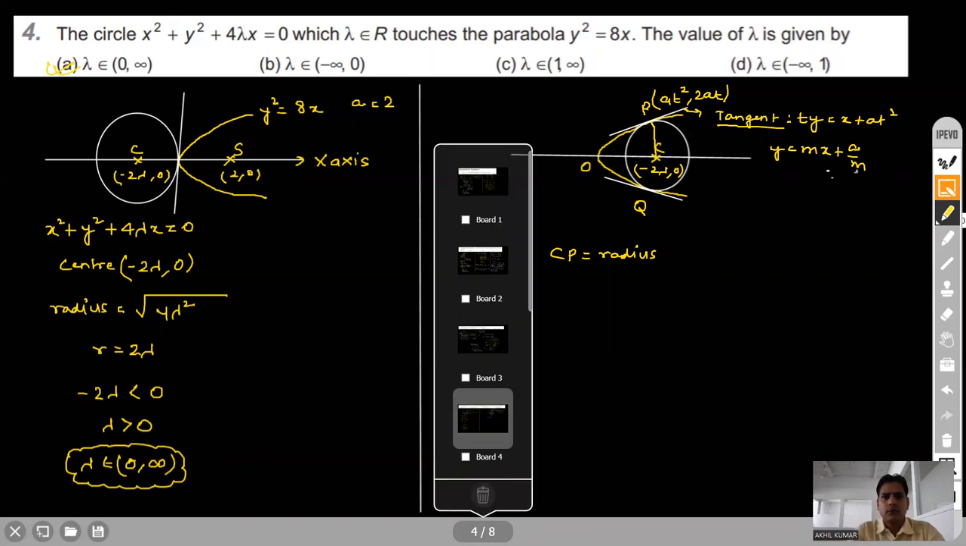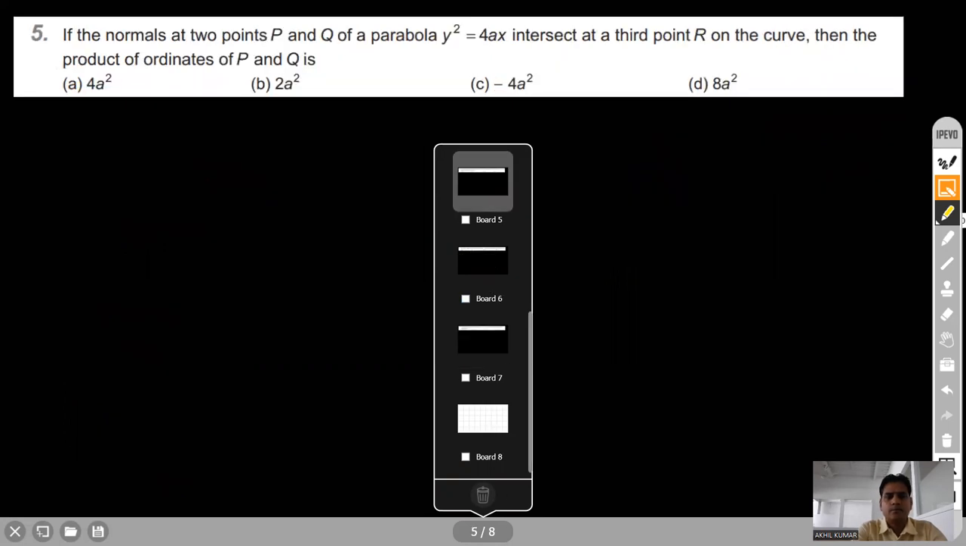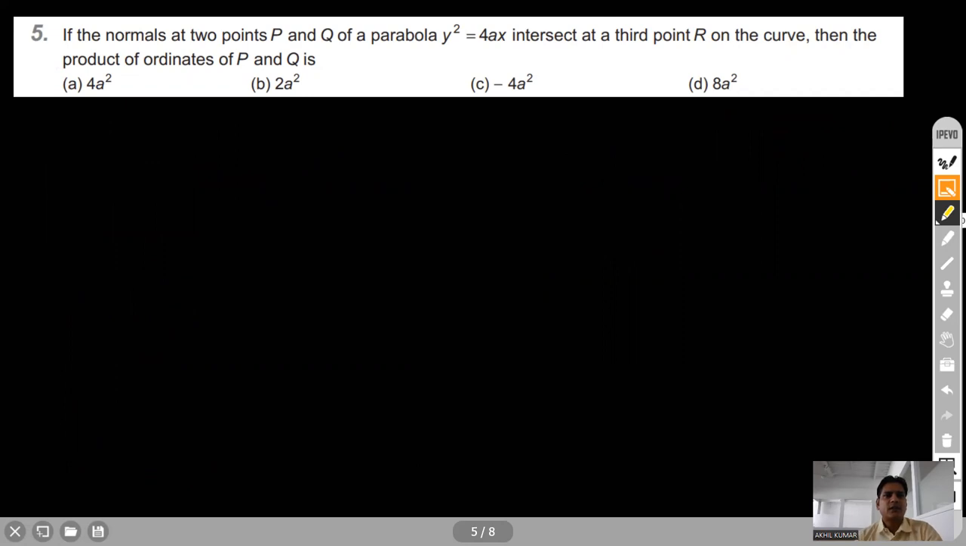So let's take the next question, question number 5. It is saying if the normals at two points P and Q of a parabola intersect at a third point R on the curve, then find the product of the ordinates of P and Q.